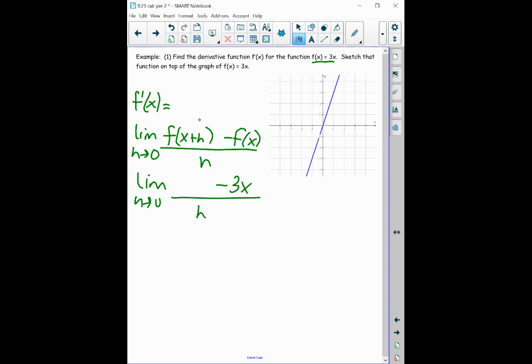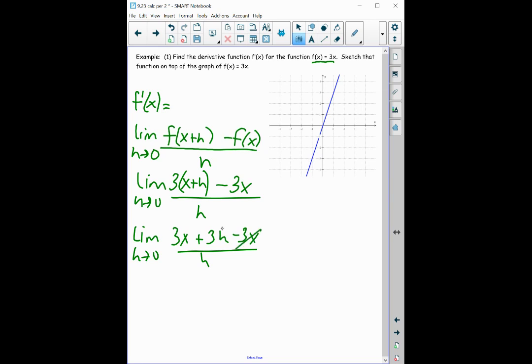And then for this term in the front, I'm going to take my function, and wherever I see x, I'm going to plug in x plus h. So it's actually going to be 3 times (x plus h) and then minus 3x. So now I'm going to clean this up to find my derivative function. So I'm going to distribute, and I end up with that.